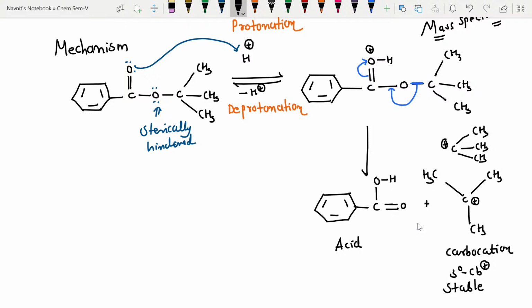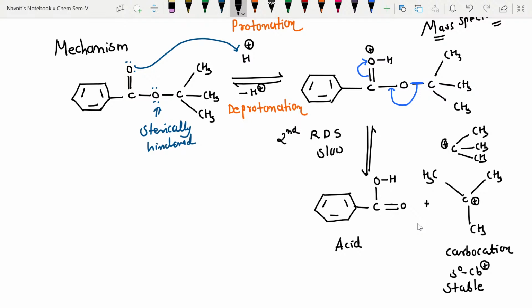Now the reverse step, what happens? This lone pair can attack this positively charged carbon. So the formation of this carbocation is the rate determining step. Again, the second step is the rate determining step, and it is a slow step.